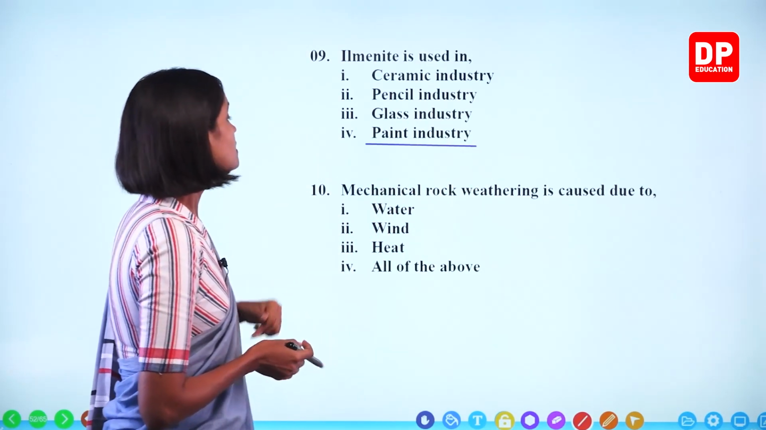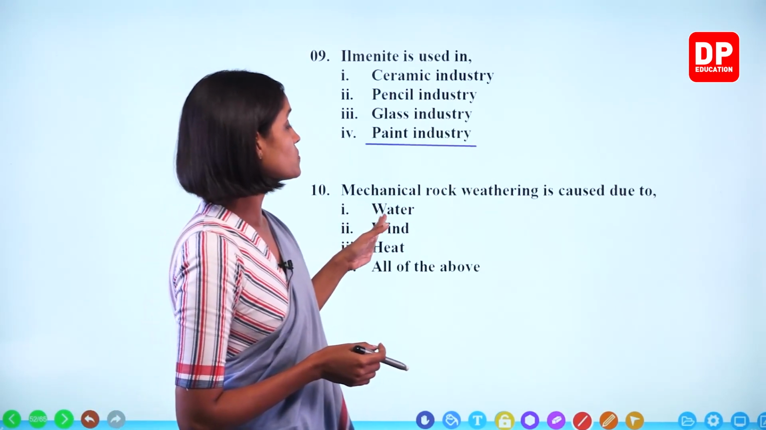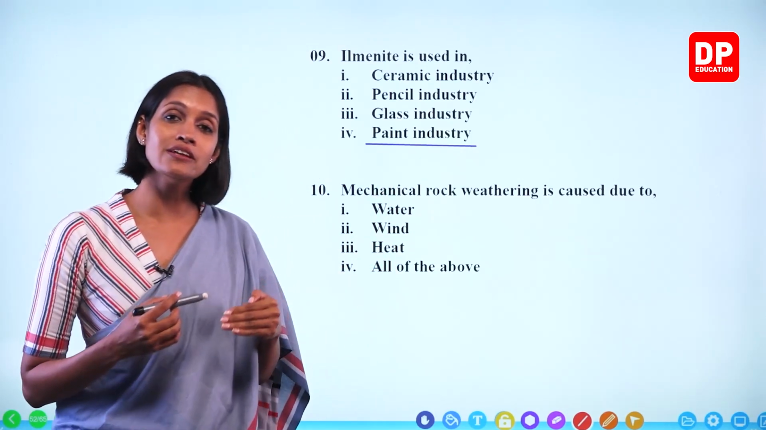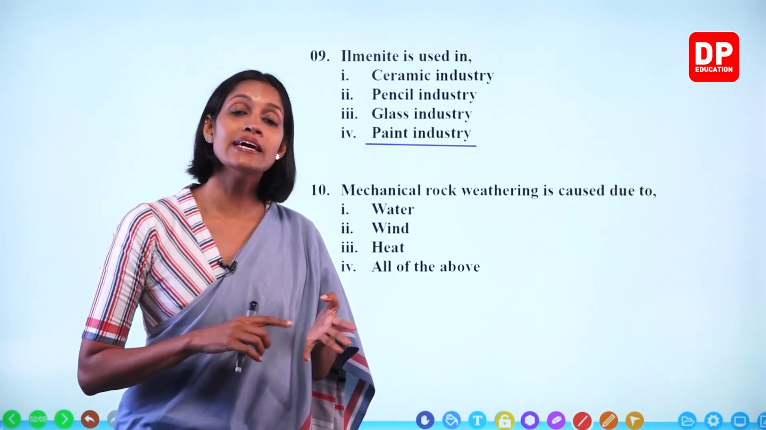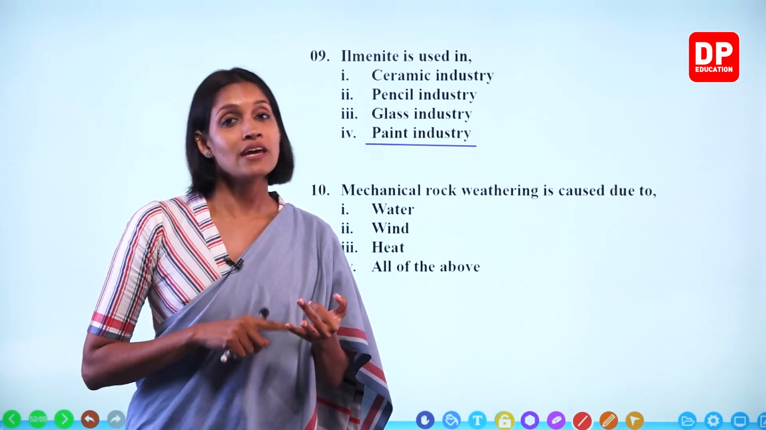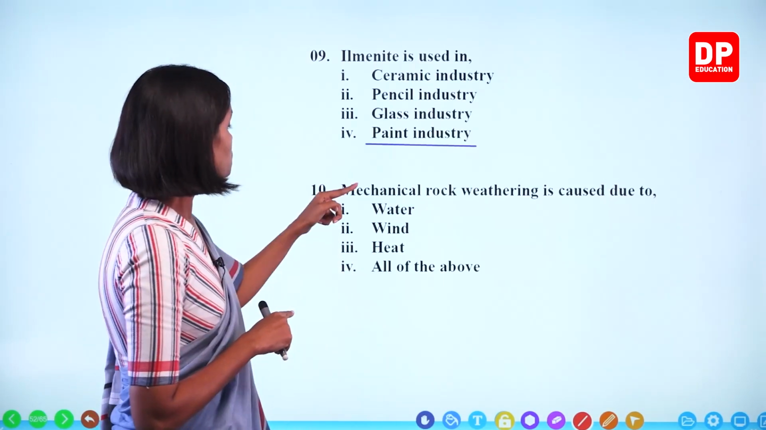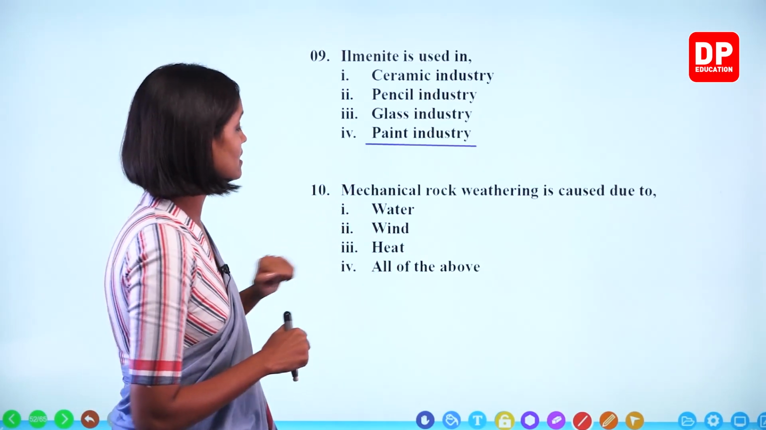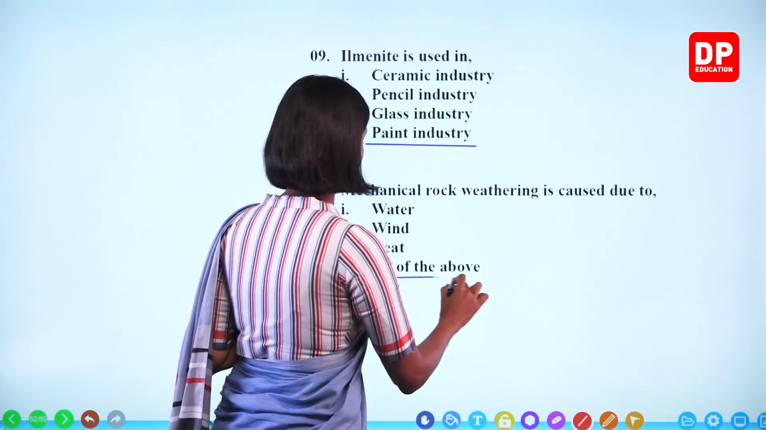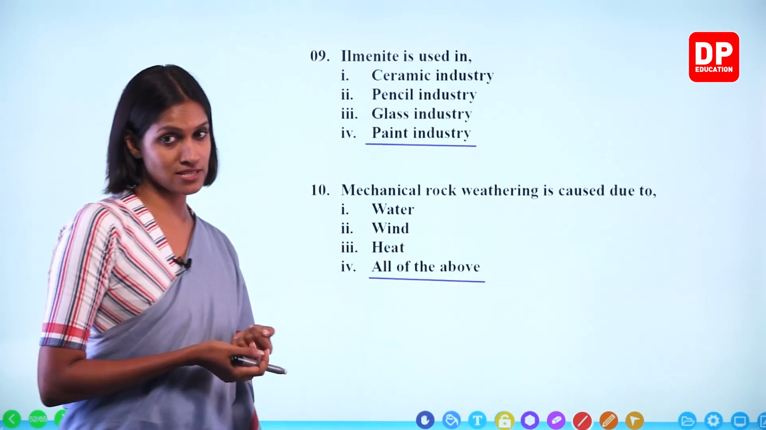Number 10. Mechanical rock weathering is caused due to. Mechanical rock weathering, another name is physical rock weathering, is due to environmental factors like heat, wind, and water. Okay? Water, wind, heat, all of the above. So all three are correct. Therefore, answer number 4. We'll move on to the next.